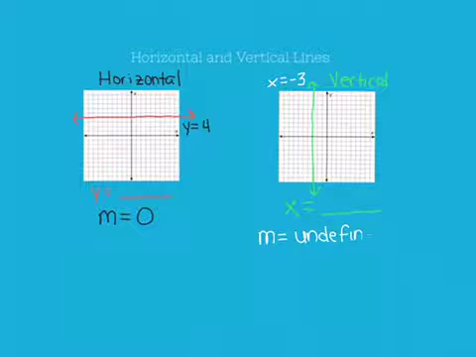So if we were to pick 2 points on that line and try to plug them into the slope formula, we would get a 0 in the denominator, which means it's undefined.